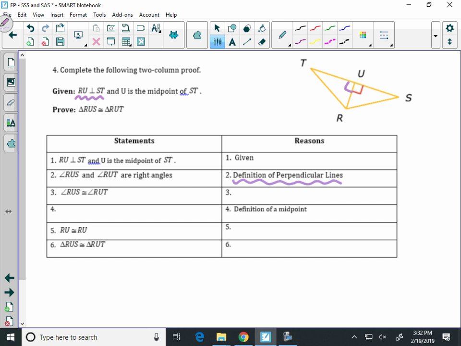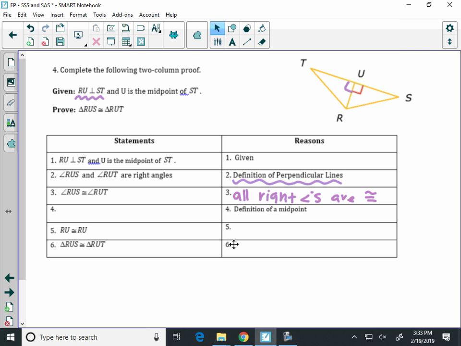Then in step 3, it says that those two angles are congruent. And we talked about this in the notes, that whenever you have two angles that are right angles, they're automatically congruent to each other because all right angles are congruent. So whenever you're told that two angles are right angles, automatically they're congruent to each other. And your reason every single time is all right angles are congruent. Well, they were really nice and took care of reason number 4 for us.